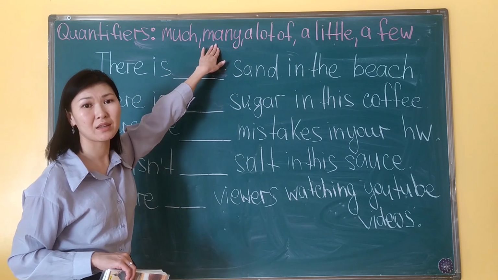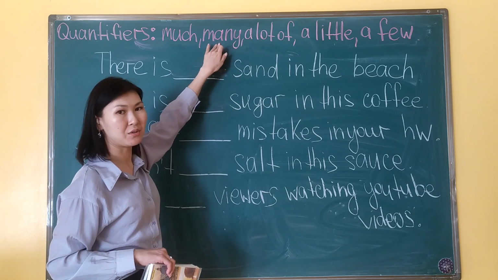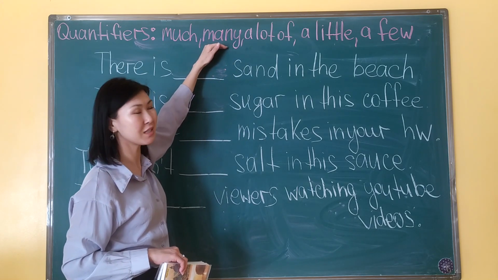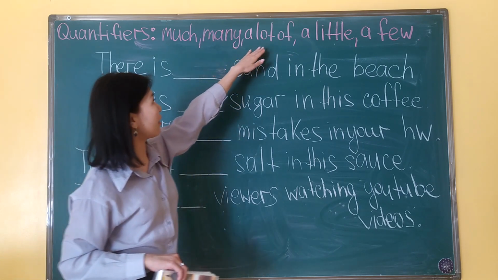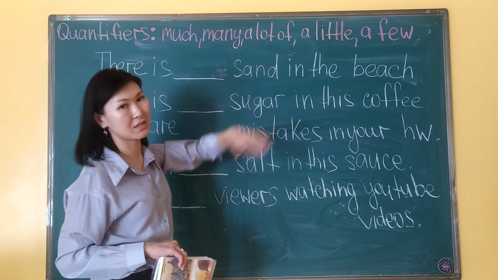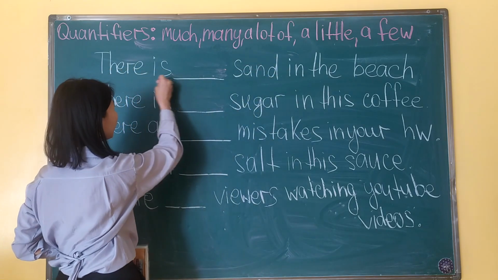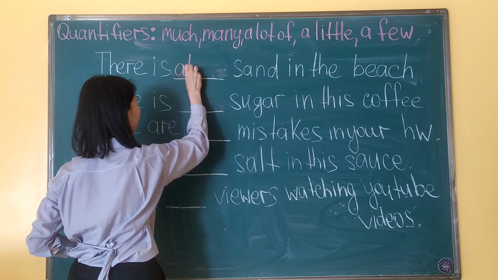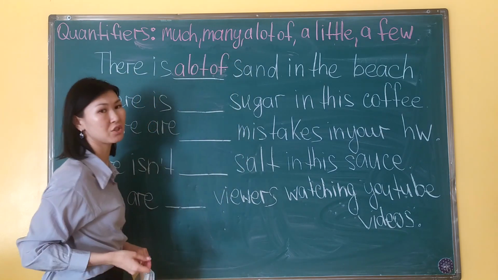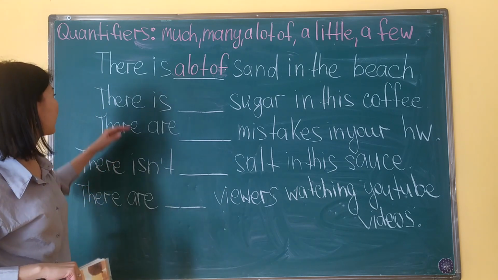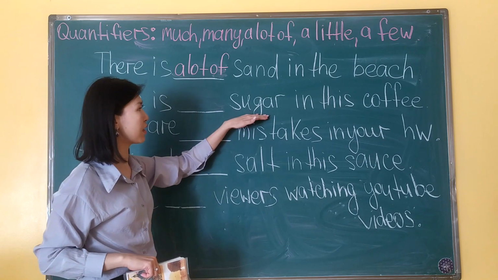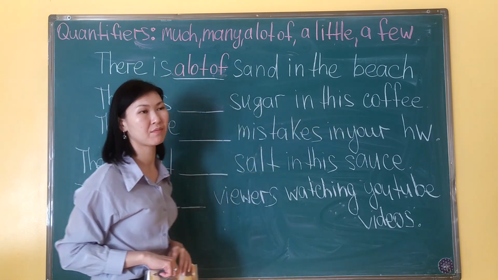Many. Can we use this one? No, because it's for countable nouns, right? We can also say a lot of sand in the beach. Let's use these quantifiers. There is a lot of sand in the beach.